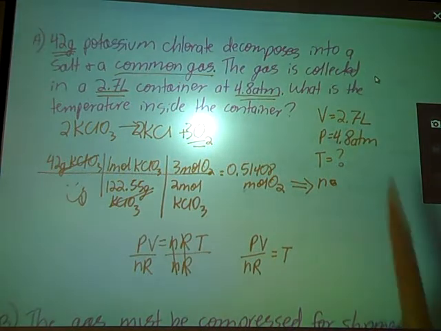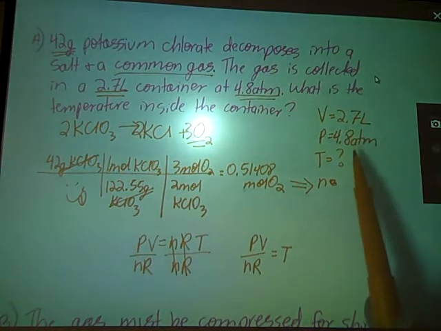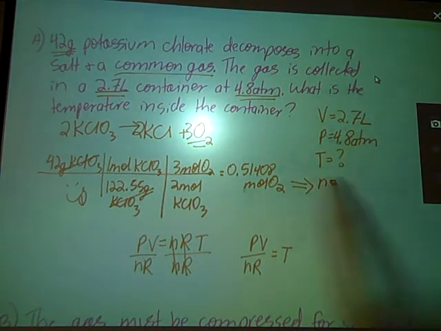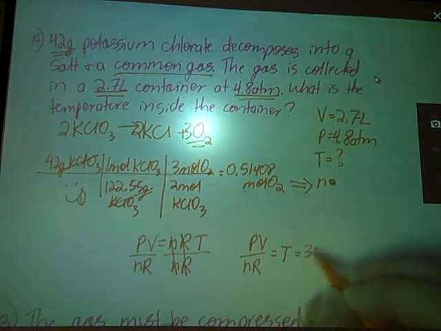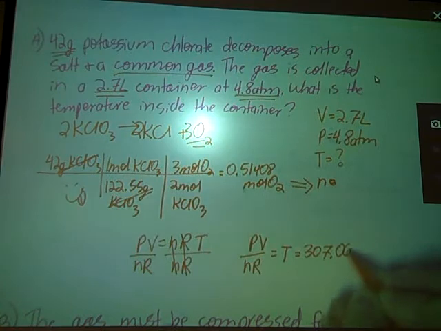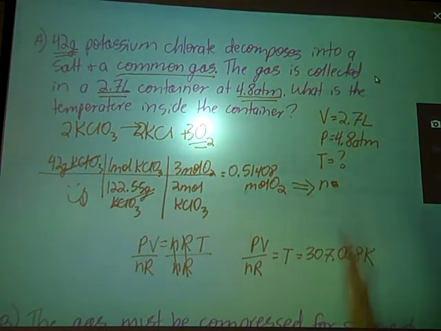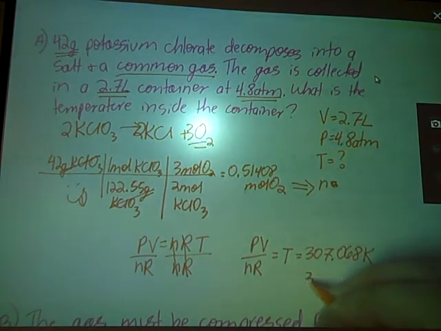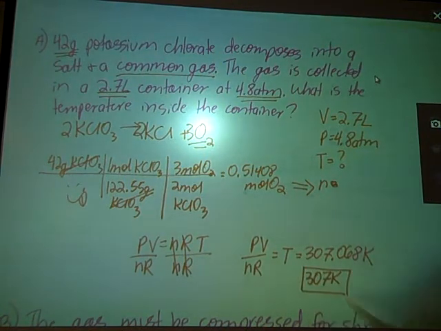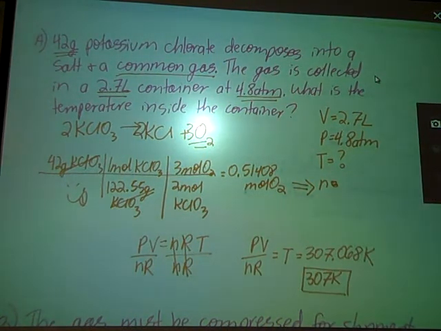Let's make sure everything's in the right units. Liters, atmospheres, temperature will be in Kelvin when I get it. N's in moles, all right. Now let me see, how many sig figs can I have? Looks like two, so no more than three. And there we have our final answer for the first part.